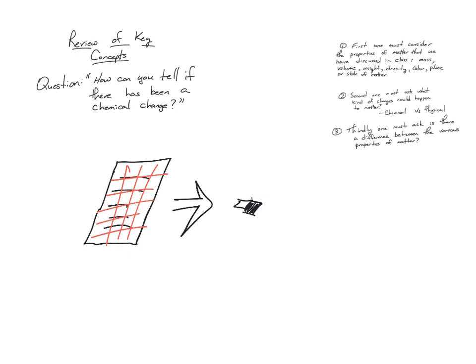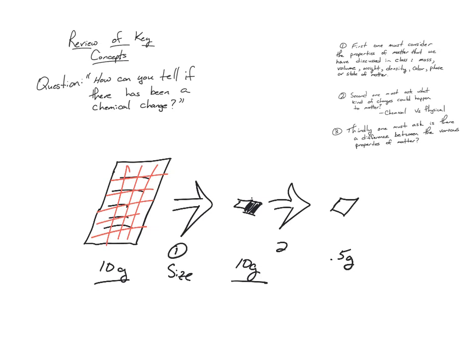The mass of the two piles would not be different. If we started with 10 grams, we'd end up with 10 grams. What changed here? Well, what changed was the size. If you took some of that away, you took it all away except for one small piece of paper. You might have taken that down to only 0.5 grams now. The mass didn't change in the first change, but in the second change, the mass did go down.